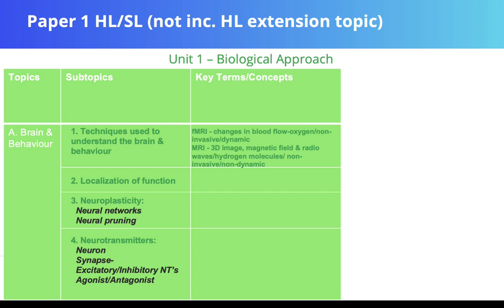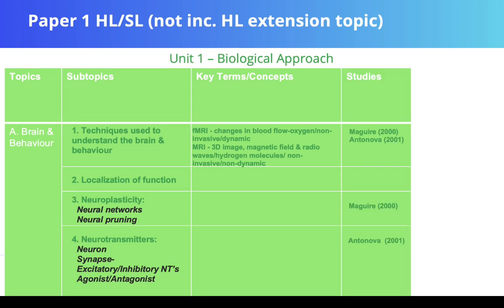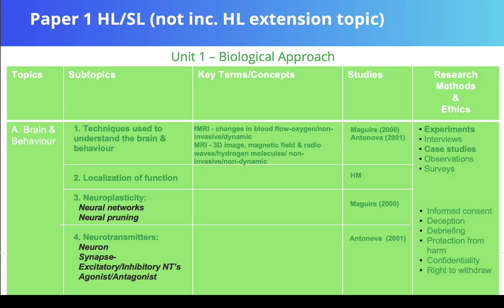And just a note about the terms in black. These are terms that can only be included in short answer questions. Next, I think about the studies relevant for each of the subtopics. The general rule is to have 1 study for each short answer question and 2 studies for each essay response question. So I want to make sure that I've got at least 2 studies in each of the subtopic boxes. And you can see that studies can be used in multiple boxes. So Maguire, for example, could be used in the subtopic about techniques and could also be used in the subtopic about neuroplasticity.